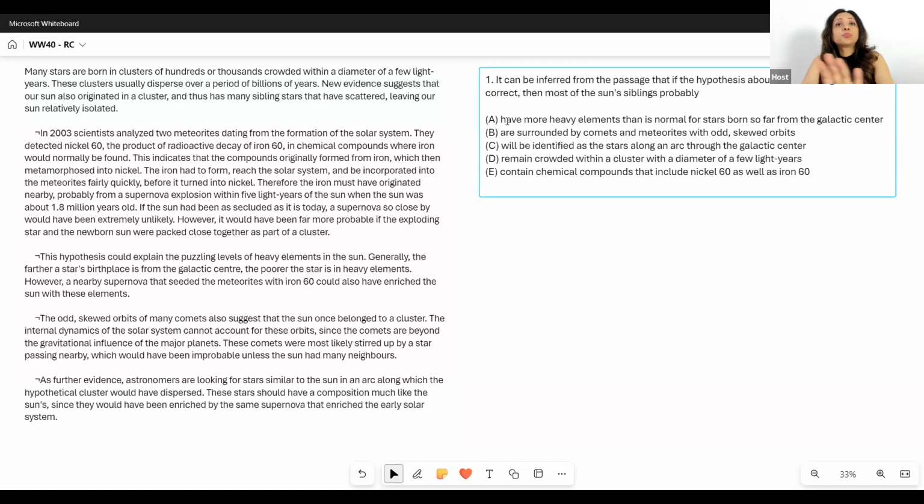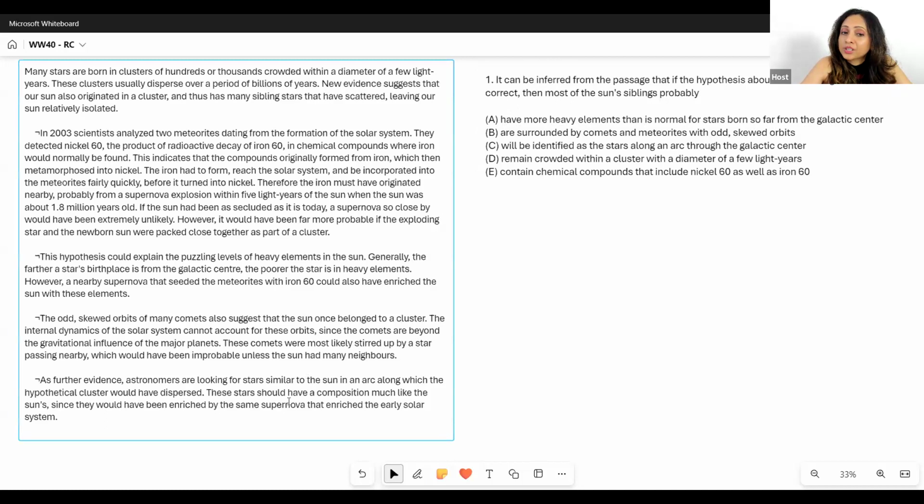The passage will support what is given over here. This will not be mentioned completely the same way in the passage, but the data of the passage will support the correct option. Okay, now, option A: have more heavy elements than is normal for stars born so far from the galactic center. Look, this makes sense, right?